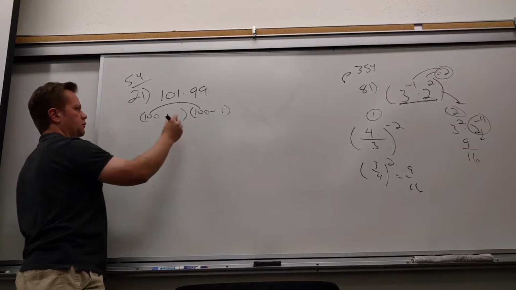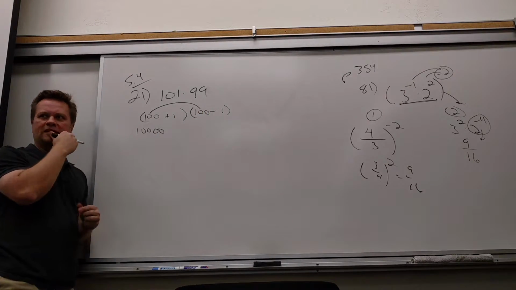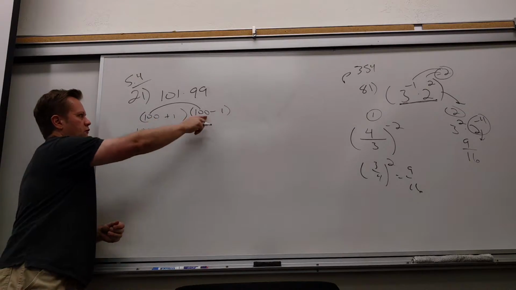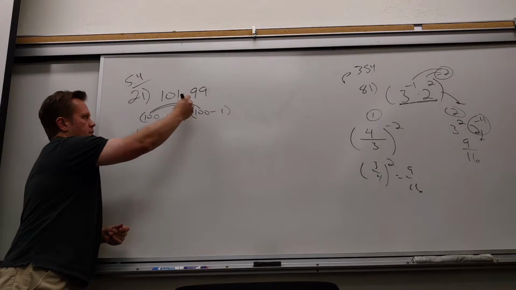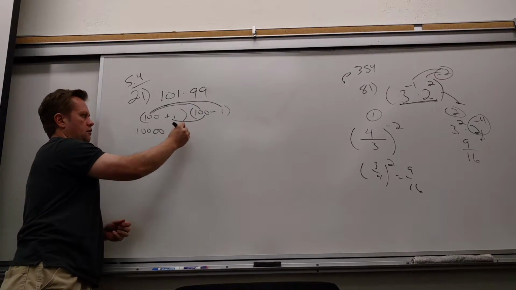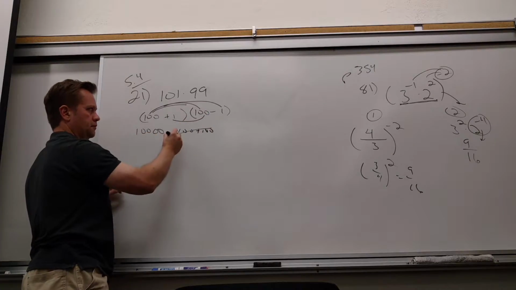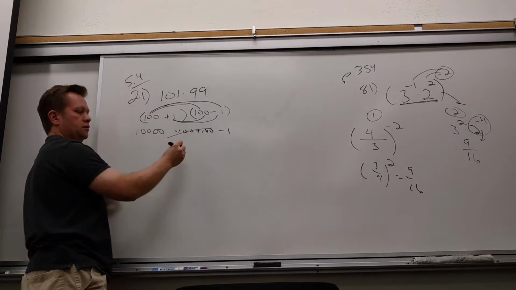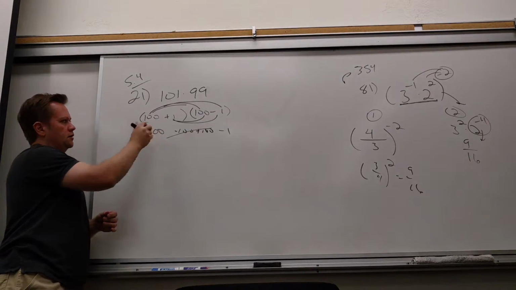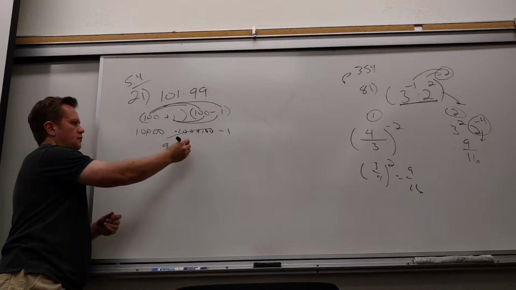So then I get, what's 100 times 100? 10,000. I just collect all the zeros. My answer is going to have 4 zeros. Minus 100 plus 100, and then minus 1. So what's 10,000 minus 1? 9,999.